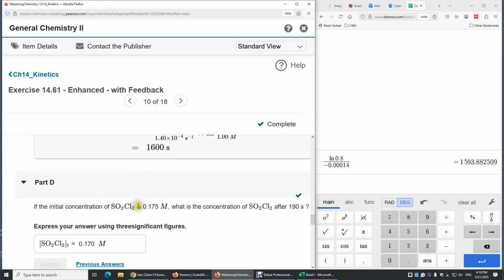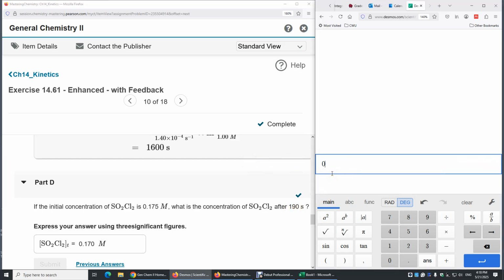If the initial concentration is 0.175, what's the concentration after 190 seconds? Again, we just use the equation: the initial times the exponential function of -kt. This is the equation. I think we have K. K is 0.00014. The time is 190.